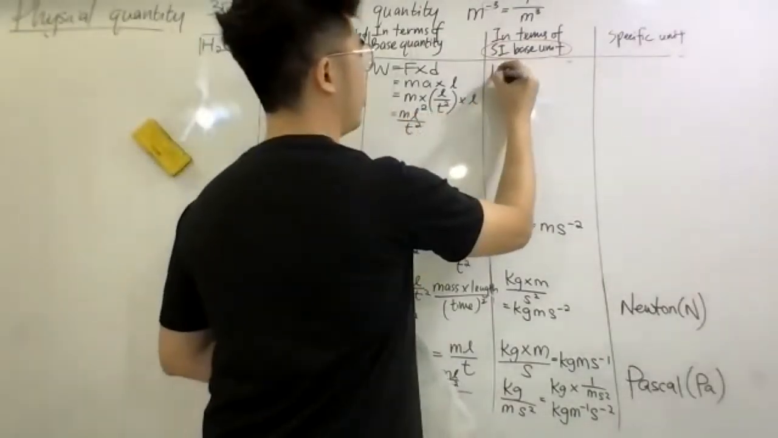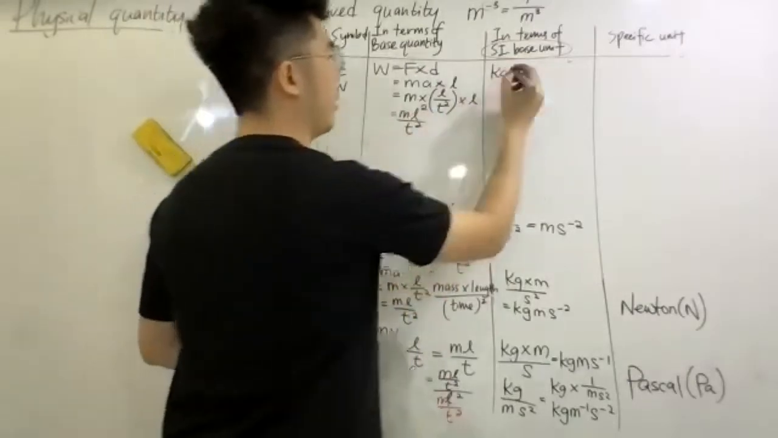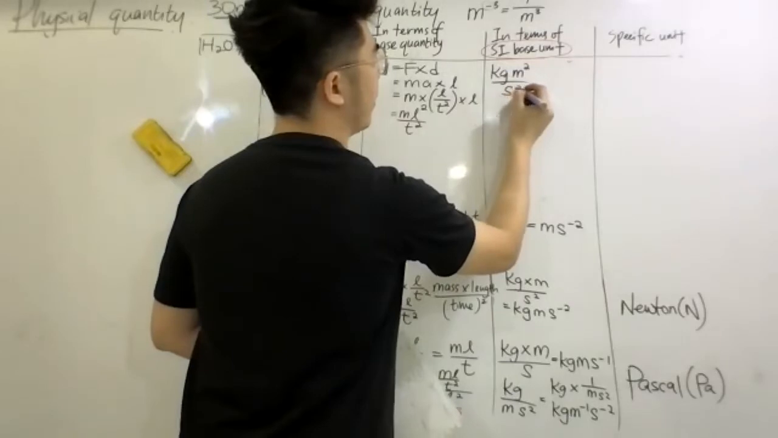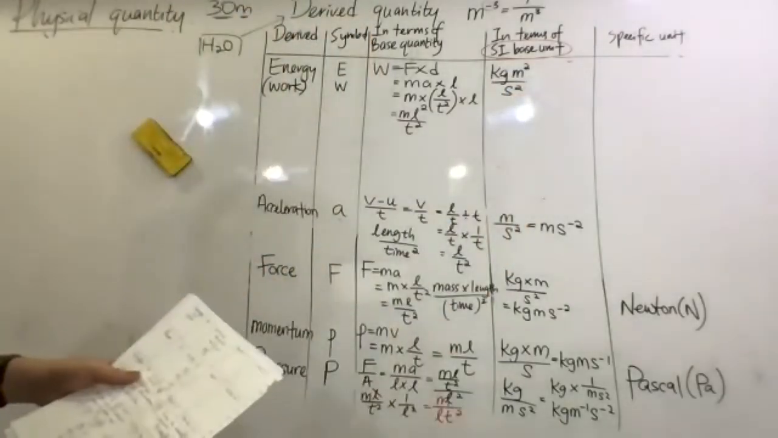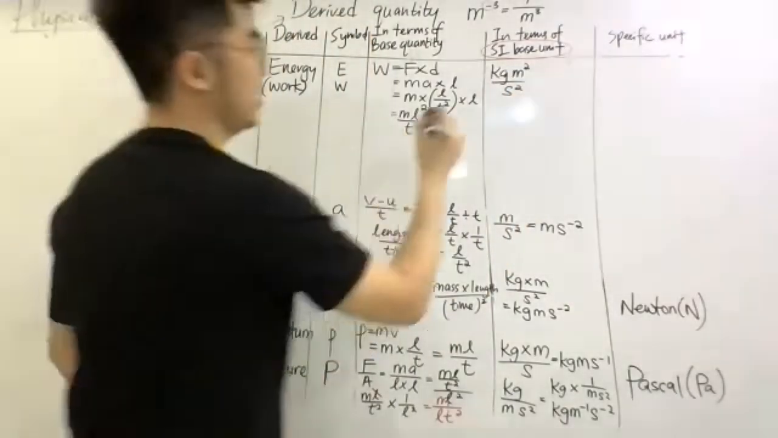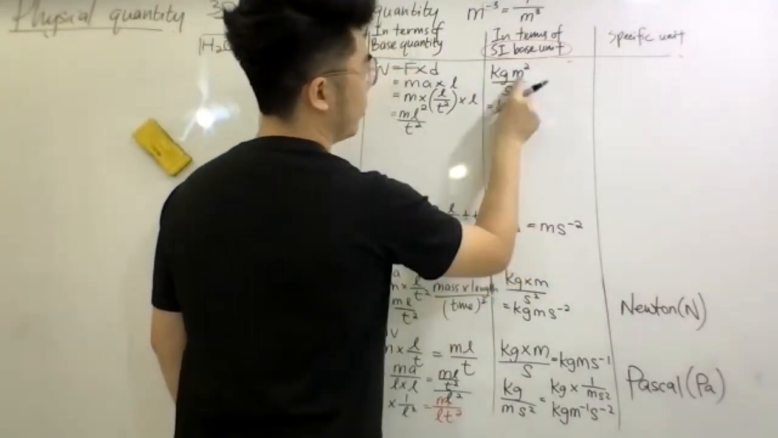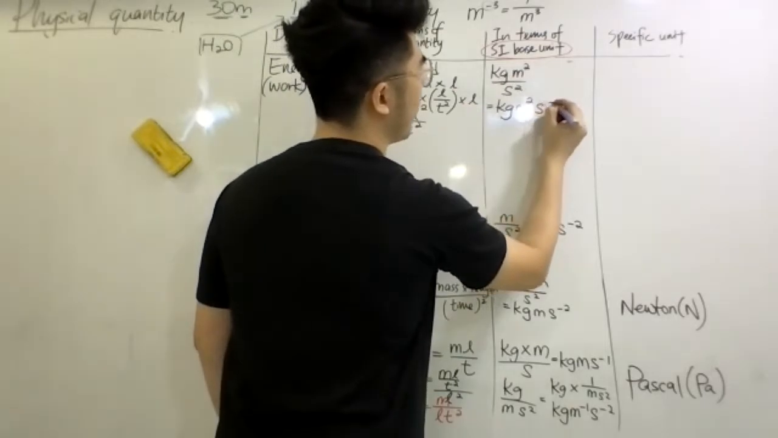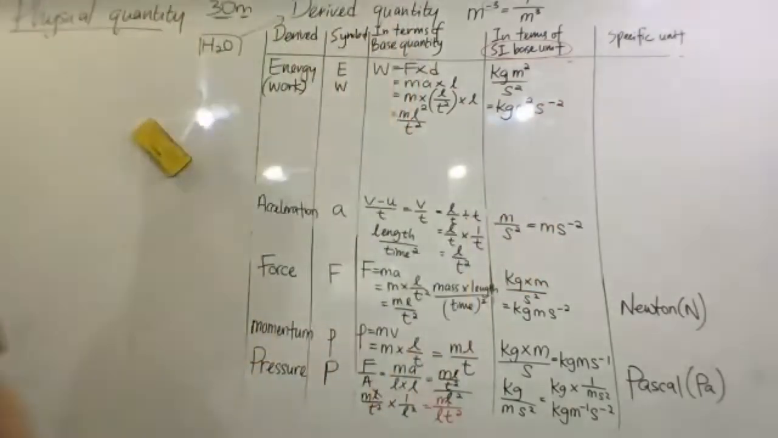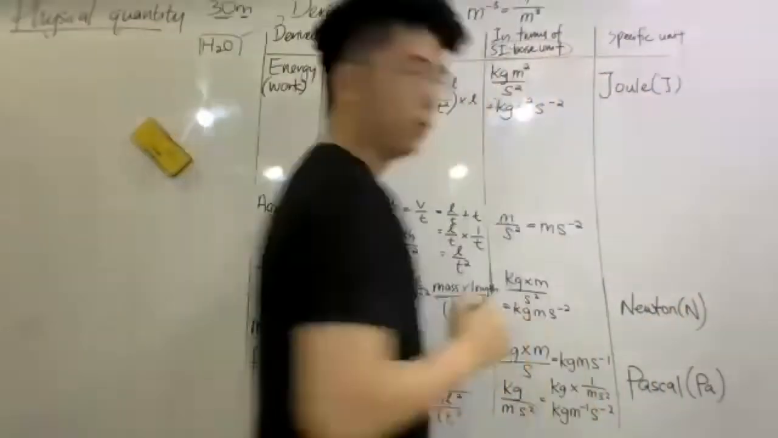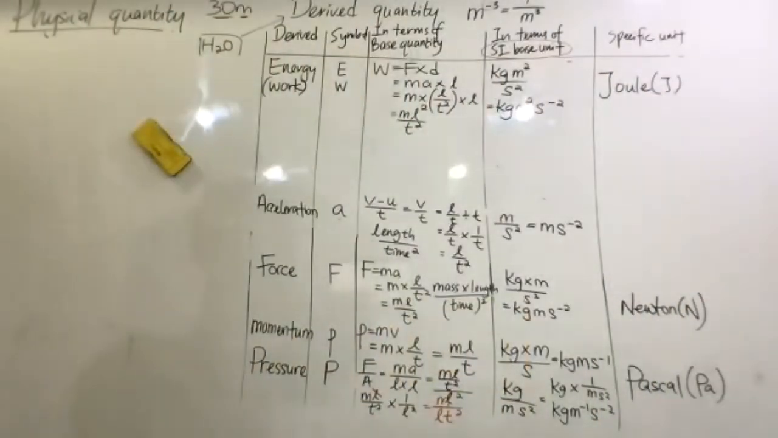Unit: kg m squared over second squared. This one I can write as kg m squared times 1 over s squared, s minus 2. What is the specific unit? Joule. Okay.